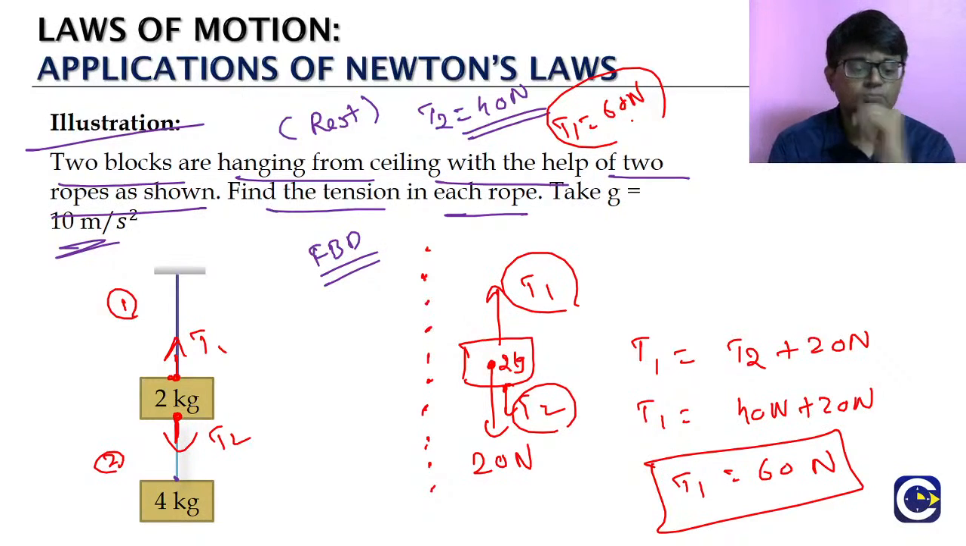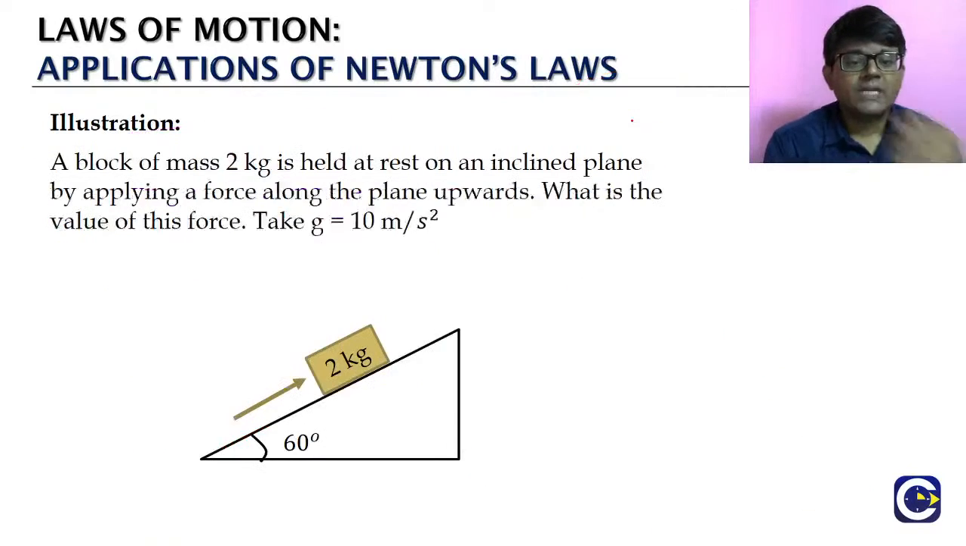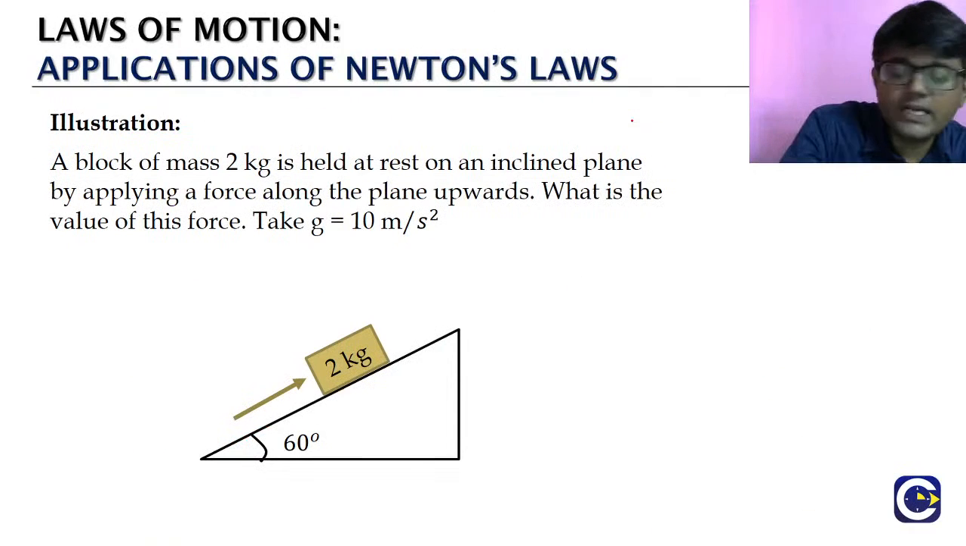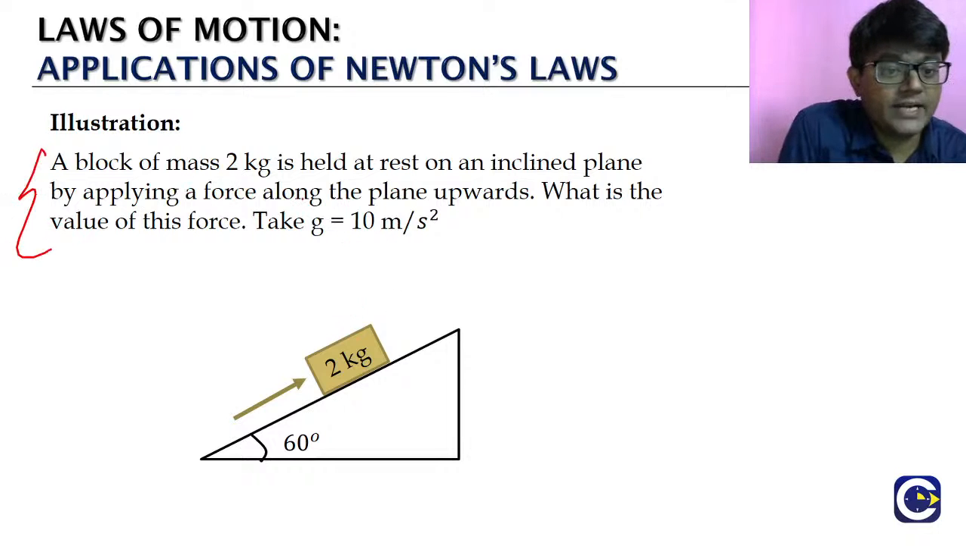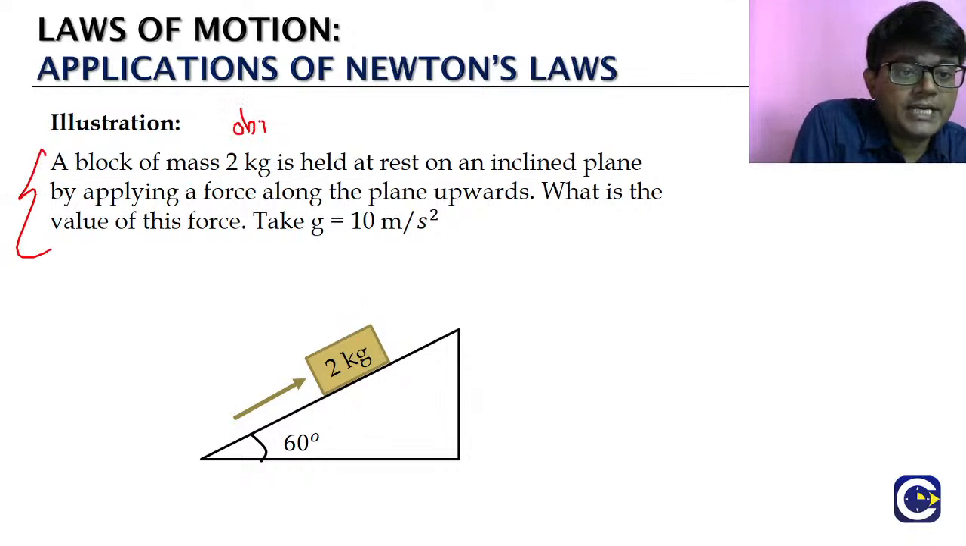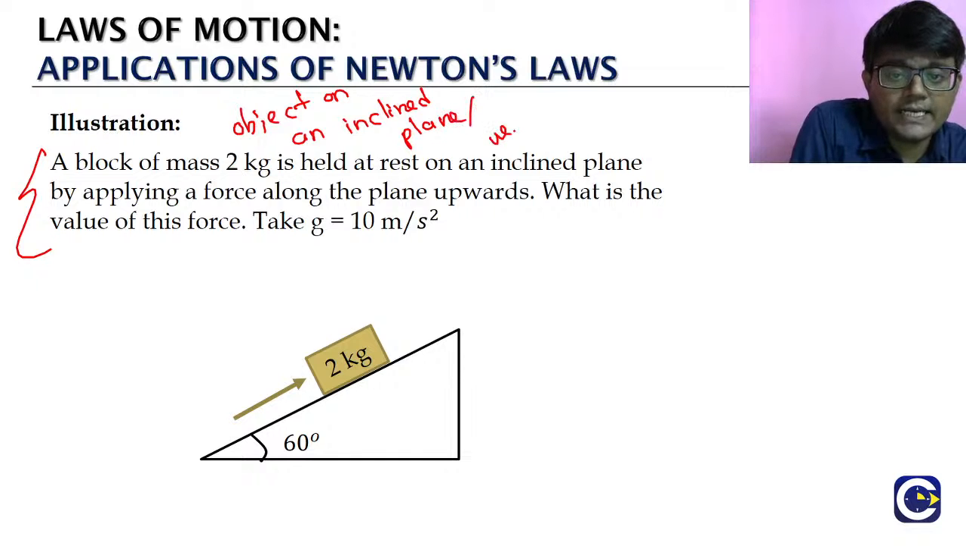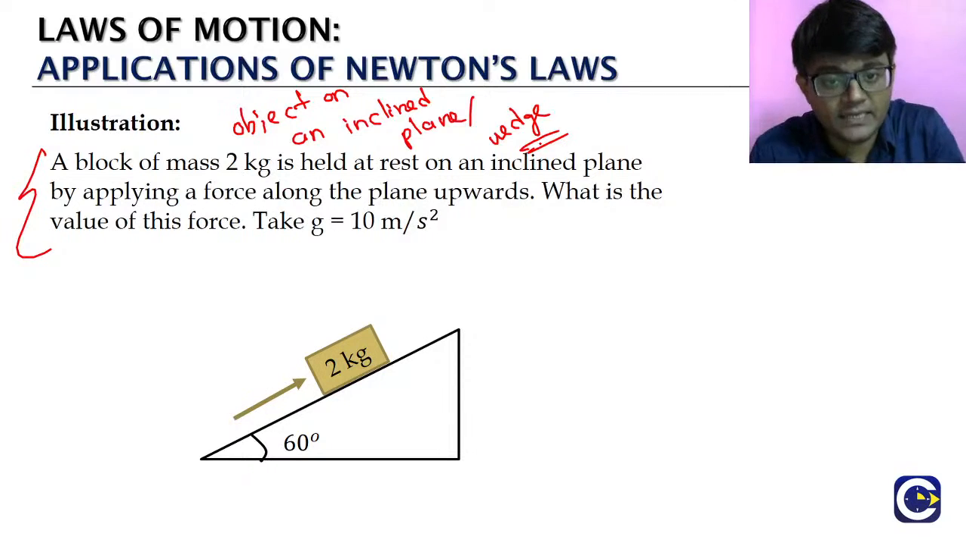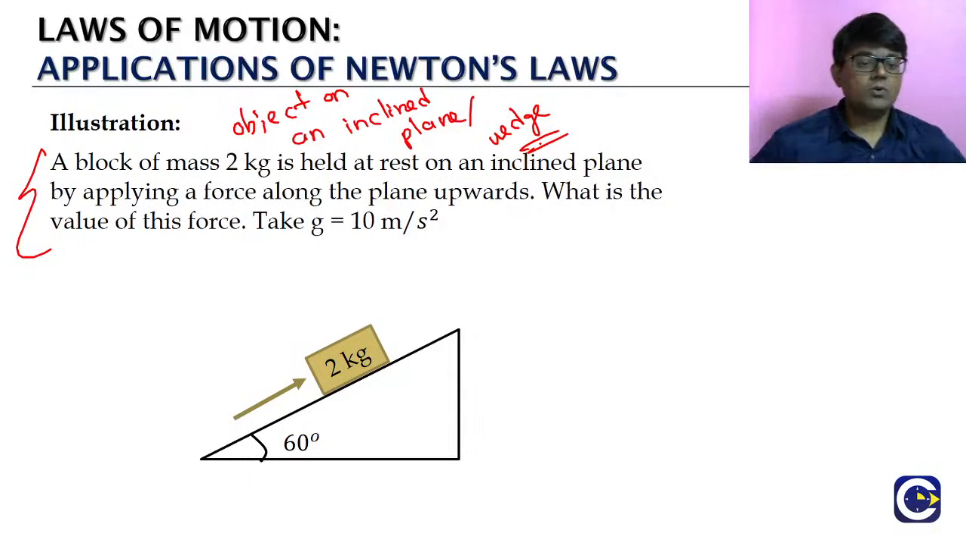Okay, so we'll go to the next one. This is kind of an important example. This is what we were referring to: the object on an inclined plane, or we also call it what? Wedge. Object on the inclined plane or the wedge. Okay. Now look at the question.